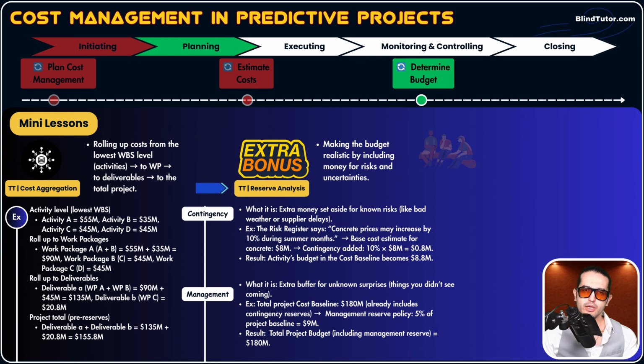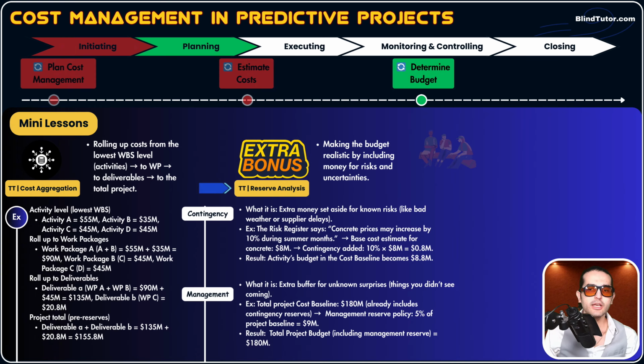Now, guys, let's get to the second reserve, which is called management reserve. I have a question for you. Do you think the team and you and those experts can come up with all risks associated with our projects? Of course, no. We're human. Okay? There may be some risks, some uncertainties that we miss. And that may happen, okay? So for those unknown risks that we may miss when planning, we put aside, again, extra money. And that extra money is called management reserve. So management reserve is extra buffer for unknown surprises, things you didn't see coming.